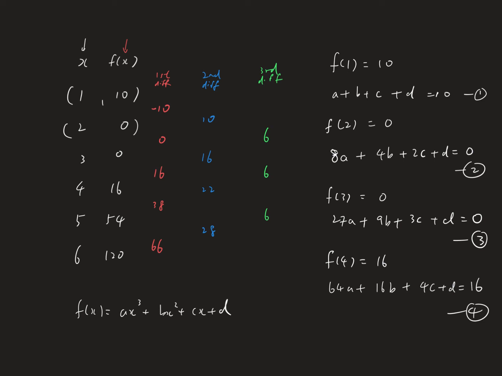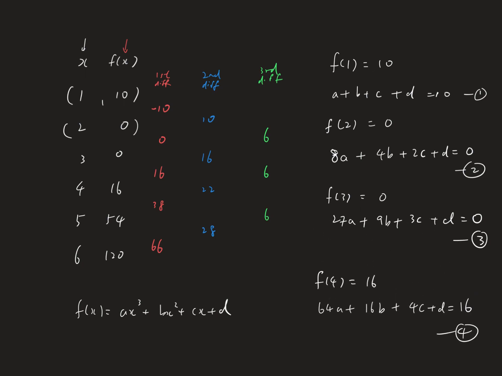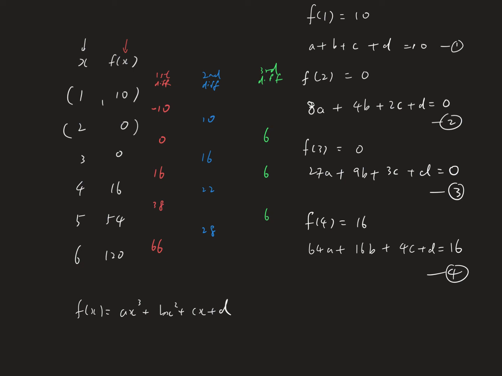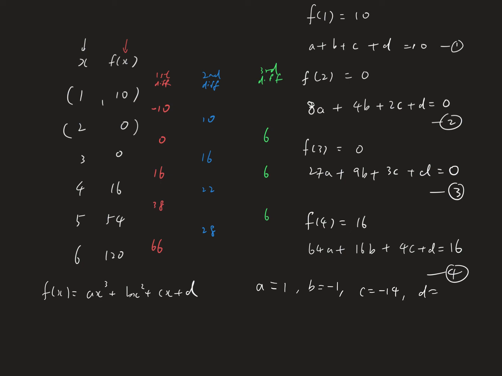Okay, so after I plug this into the GDC, I have got my answer. So we get A equals 1, B equals -1, C equals -14, while D equals 24. And therefore we get the relationship between x and f(x), which is x cubed minus x squared minus 14x plus 24.